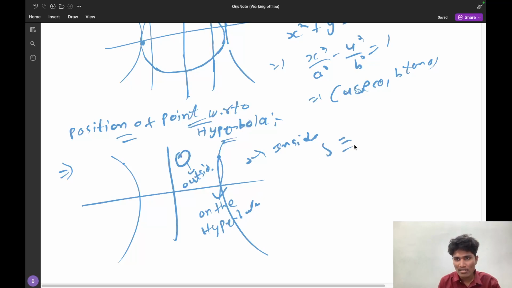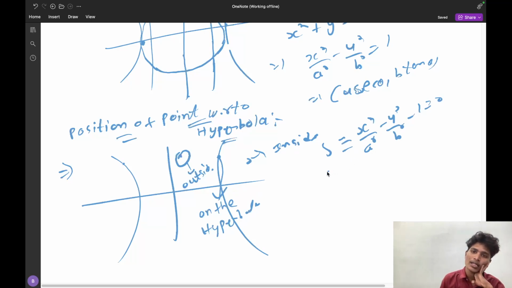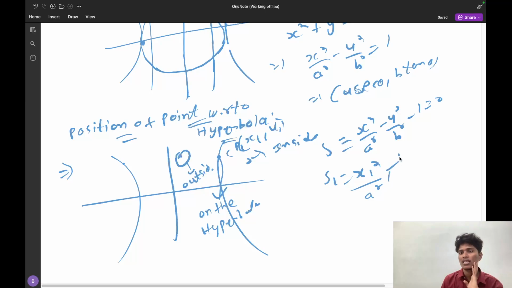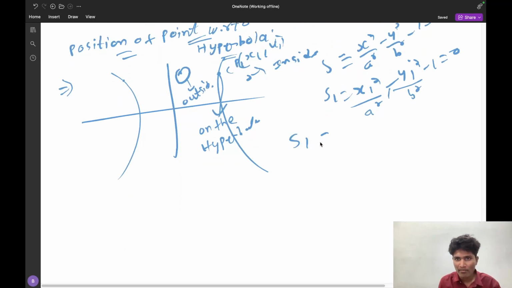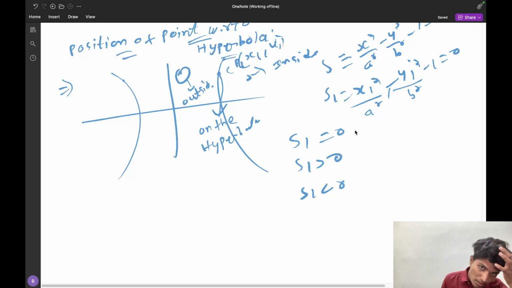Now comes the important point. I already said what its notation is: x square by a square minus y square by b square minus 1 is equal to 0. This is the S notation. And what is S1? The point substitution. Suppose this point is P(x1, y1). It will be x1 square by a square minus y1 square by b square minus 1 is equal to 0. This is S1. With the help of the S1 value, we can decide whether S1 is equal to 0, S1 greater than 0, or S1 less than 0. When S1 is equal to 0, it is very clear, it is on the hyperbola.